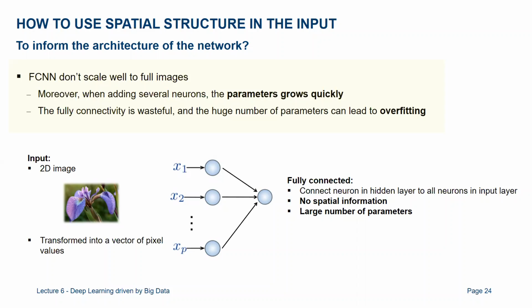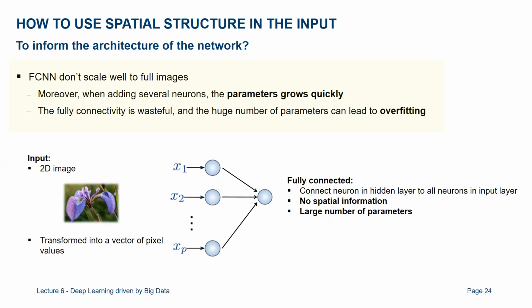So the question here is, how do we use this network for problems that are related to images? The question is how to use the spatial structure in the input and to inform the neural network. And what we can say is that fully connected neural networks don't scale well to full images.